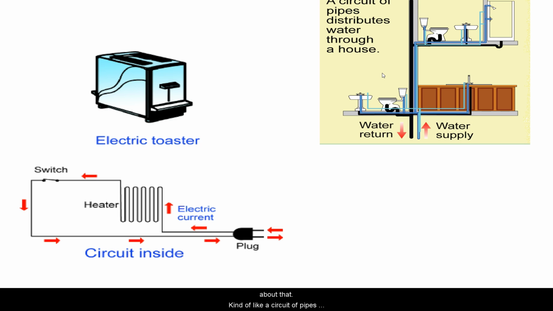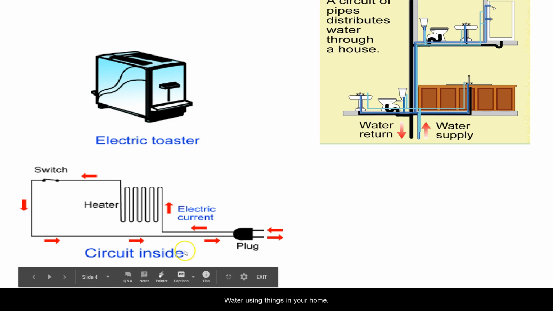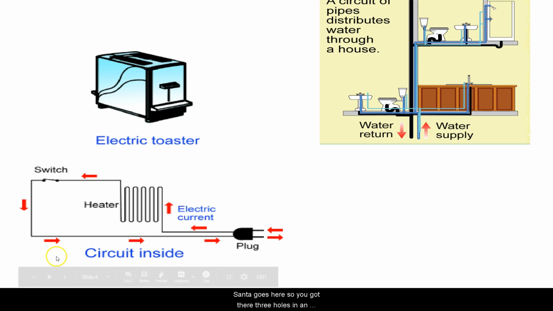Kind of like a circuit of pipes. You could think about like the pipes in your home are similar to this, where you've got like a sink, you've got the water that comes in through the pipe, comes out the spout, and then goes down the drain back out, just like the electrons in an electrical circuit. Same thing goes for any of your other water using things in your home.